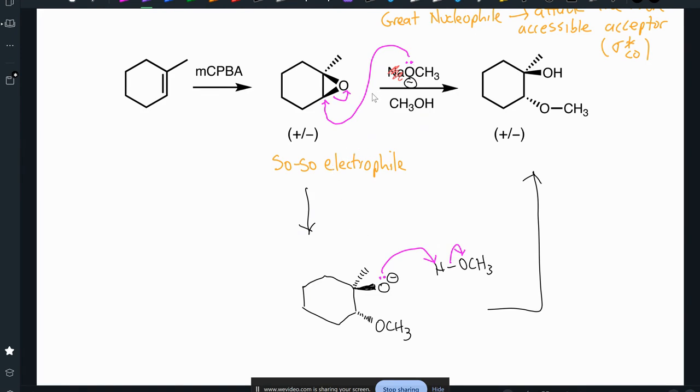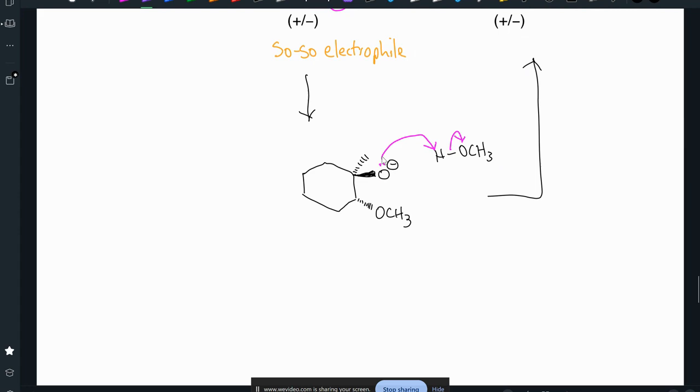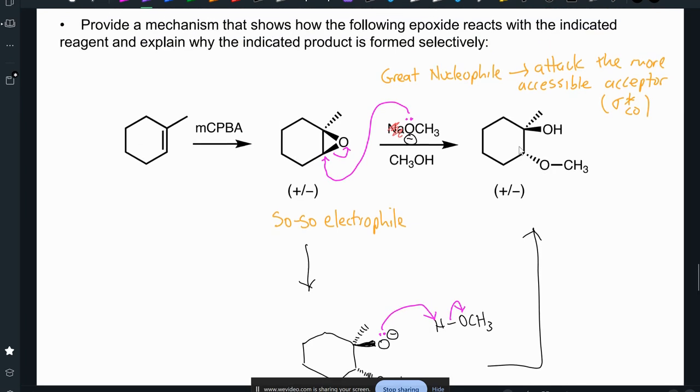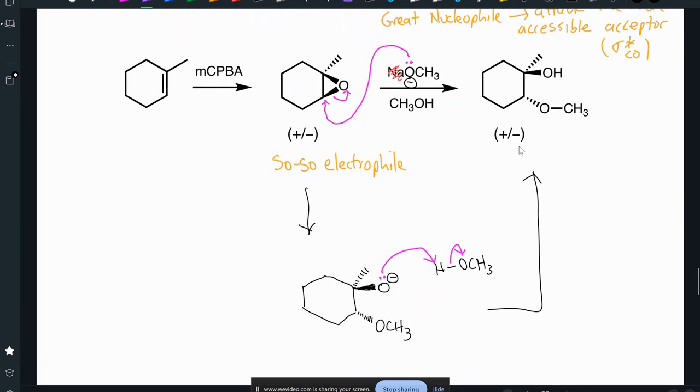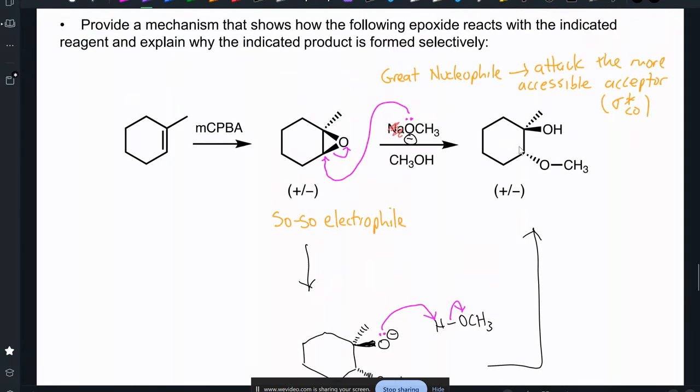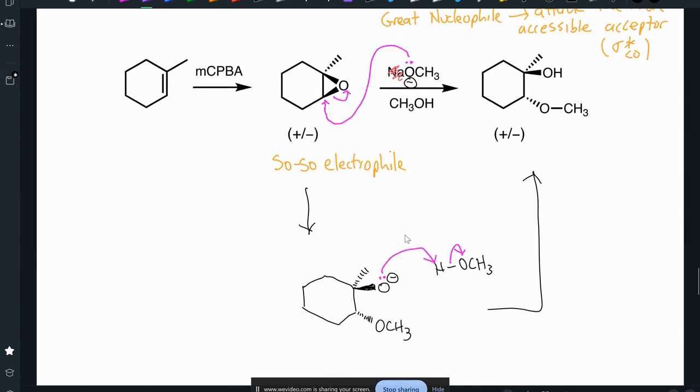In this case, my last step is going to be to reprotonate, because when I open the epoxide, now I have a negative oxygen. I'm going to reprotonate that from the solvent to get my product. So similar reactions, just slightly different conditions, and we get a different result. So epoxides are kind of fun in that they give us this control using acidic versus basic conditions. They give us control over the outcome.